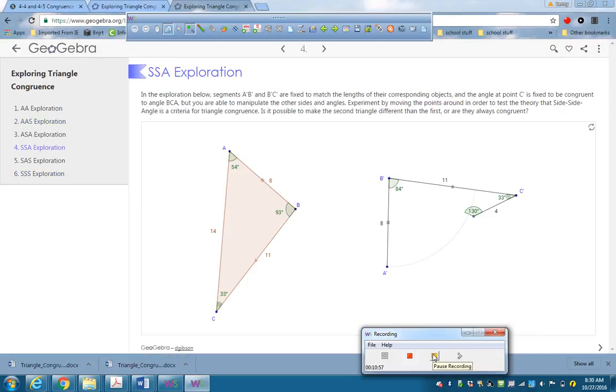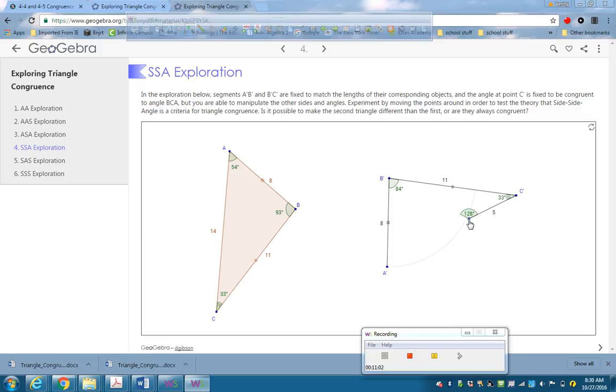So here's the side-side-angle exploration. So when I'm doing this one, if I move this side, so notice that... We can't see what you're doing. Oh, I have it on freeze. I'm sorry. Okay.